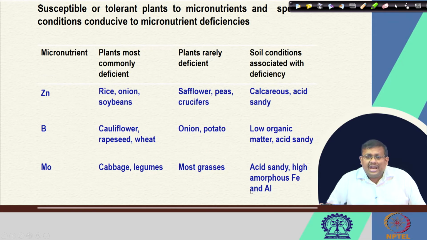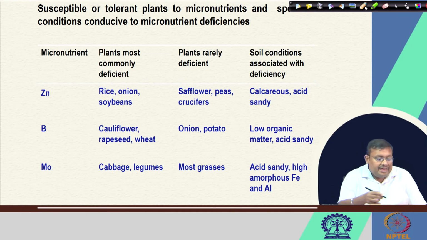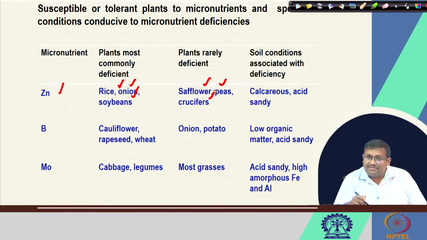So, now we have seen the deficiency symptoms of the plant due to different micronutrients. Let us discuss some of the susceptible or tolerant plants to micronutrients and specific conditions conducive to micronutrient deficiencies. So, for zinc, the most commonly deficient or very sensitive crops are rice, onion and soybean, and plants which rarely show deficiency symptoms are safflower, peas and crucifers.